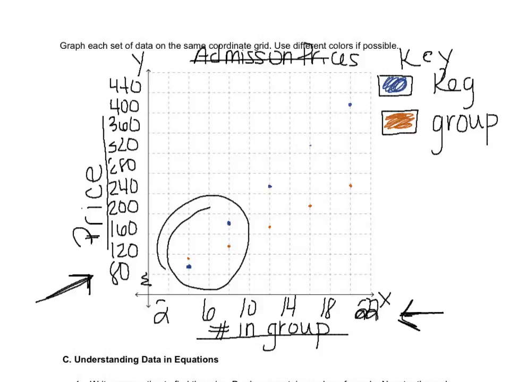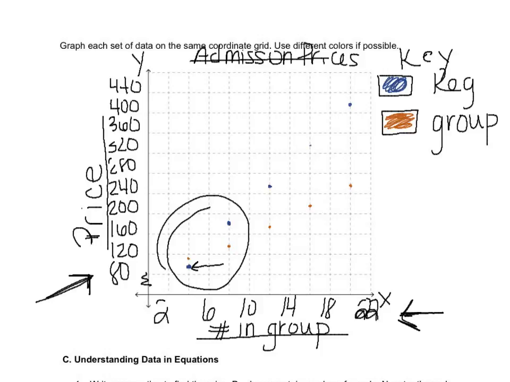So my first blue dot, which stands for the regular admission right there, is the only time that the regular admission is cheaper or more reasonable than the group rate, because that dot is lower. Whereas as you continue, the blue dot is above or higher than the orange, meaning that price is more expensive.